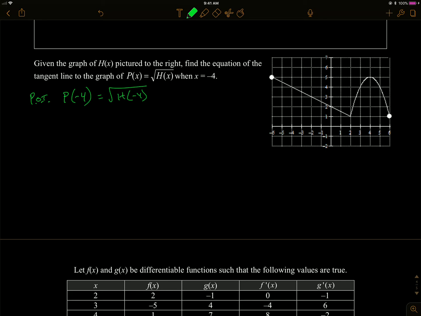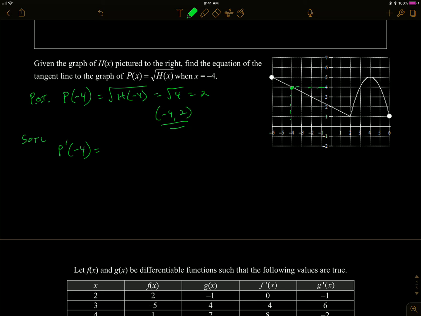So if I find h of negative 4 from the graph, that's right here, its y value is 4. Then that's going to be the square root of 4, which is equal to 2. So our point of tangency is (negative 4, 2). That's our point of tangency. Now we need the slope of the tangent line, and that's going to be finding p prime of negative 4.